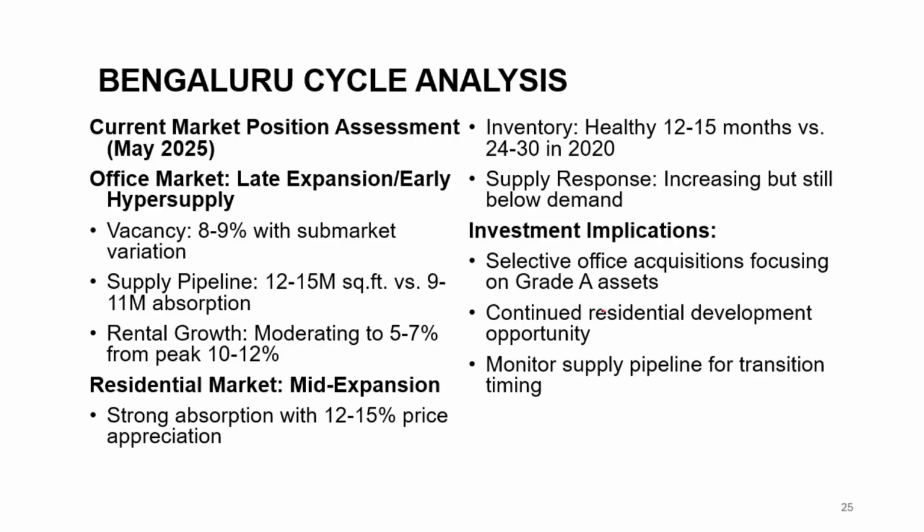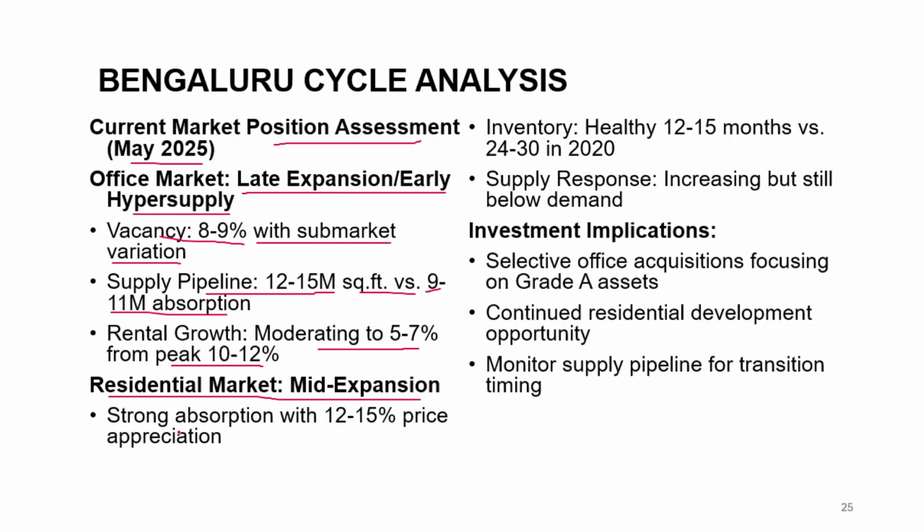Then you have the Bengaluru cycle analysis, which can help us understand the different stages. The positioning assessment right now, in 2025: the office market is in late expansion, early hyper supply, with vacancy at 8 to 9% with some market variation. Supply pipeline is 12 to 15 million square feet versus 9 to 11 million absorption. Rental growth is moderating to 5 to 7% from a peak of 10 to 12%. And coming to the residential market, it is in mid expansion, with strong absorption and 12 to 15% price appreciation.